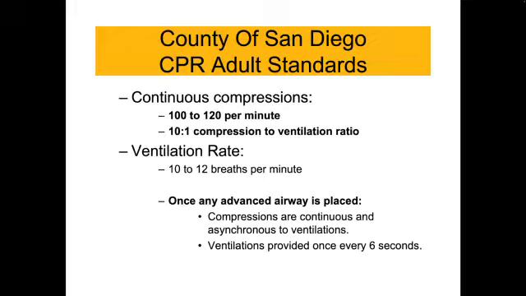When paramedics show up, or if you're working with a paramedic and they insert an advanced airway, then things change. Because the advanced airway is much more effective at ventilations, there's no longer a ratio when it comes to compressions and ventilations. Now the compressor compresses the chest 100 to 120 per minute. The ventilator is ventilating 1 every 6 seconds, and there's no coordination. The compressions are continuous, and they're asynchronous to the ventilations. Again, once this advanced airway is in place.